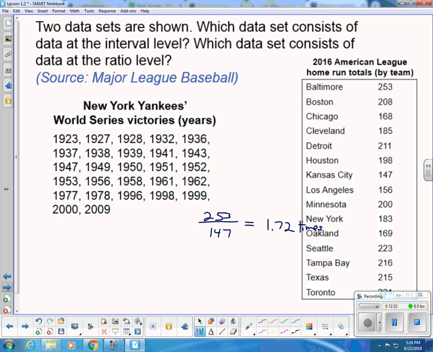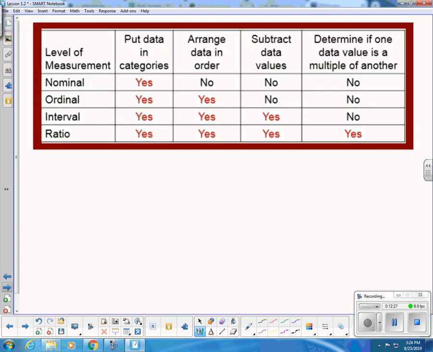Okay? So you've got to be able to determine between the two. And then this is just kind of a little thing you can go through your head to determine. So can they be put in categories? Yeah. Can you arrange it in order? Yes or no. Can you subtract? Yes or no. And can you determine if a data value is a multiple of another? Can you divide them and it makes sense? Yes or no.